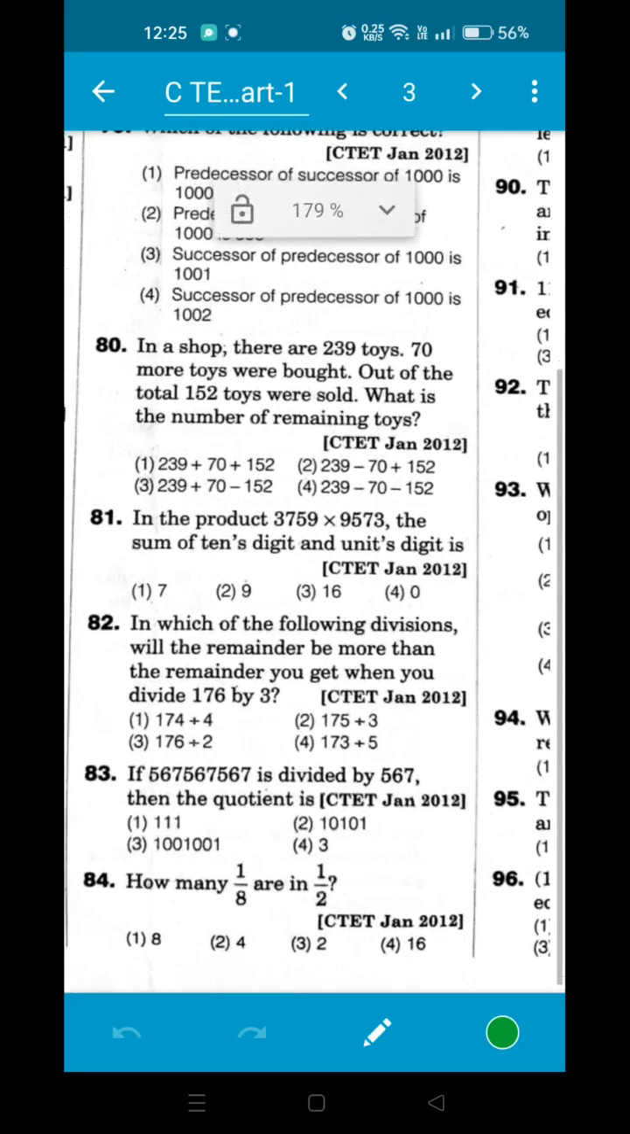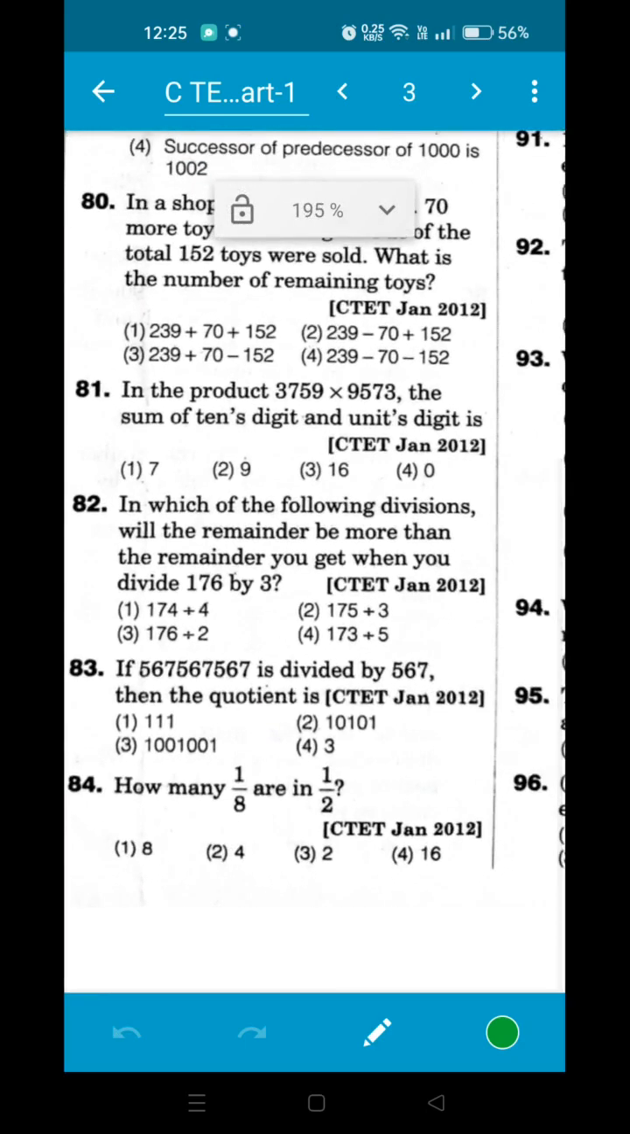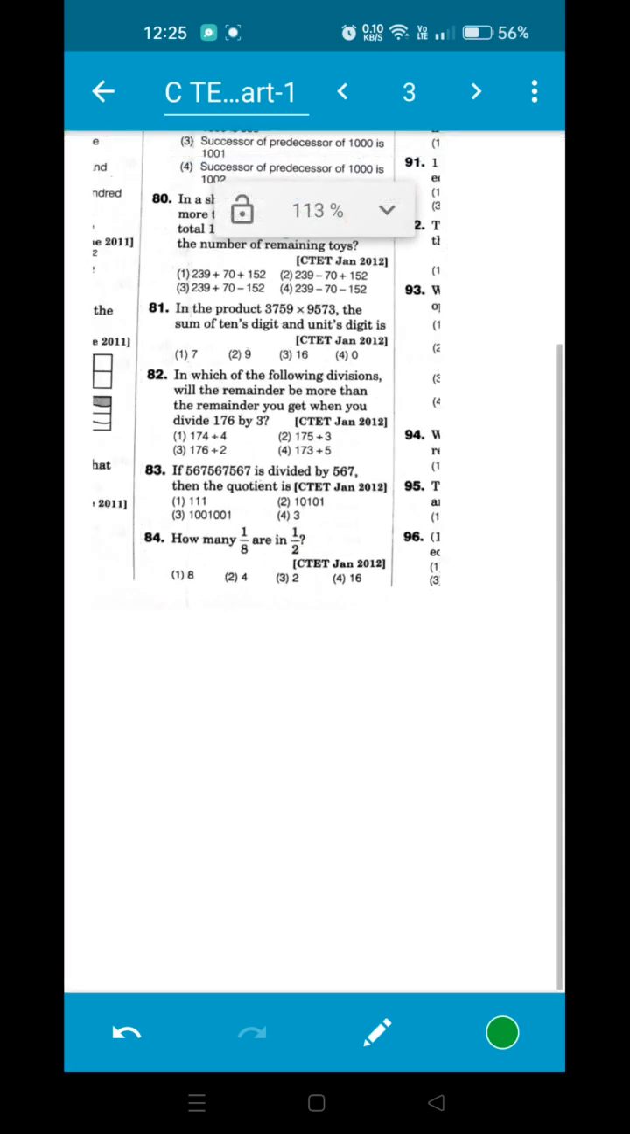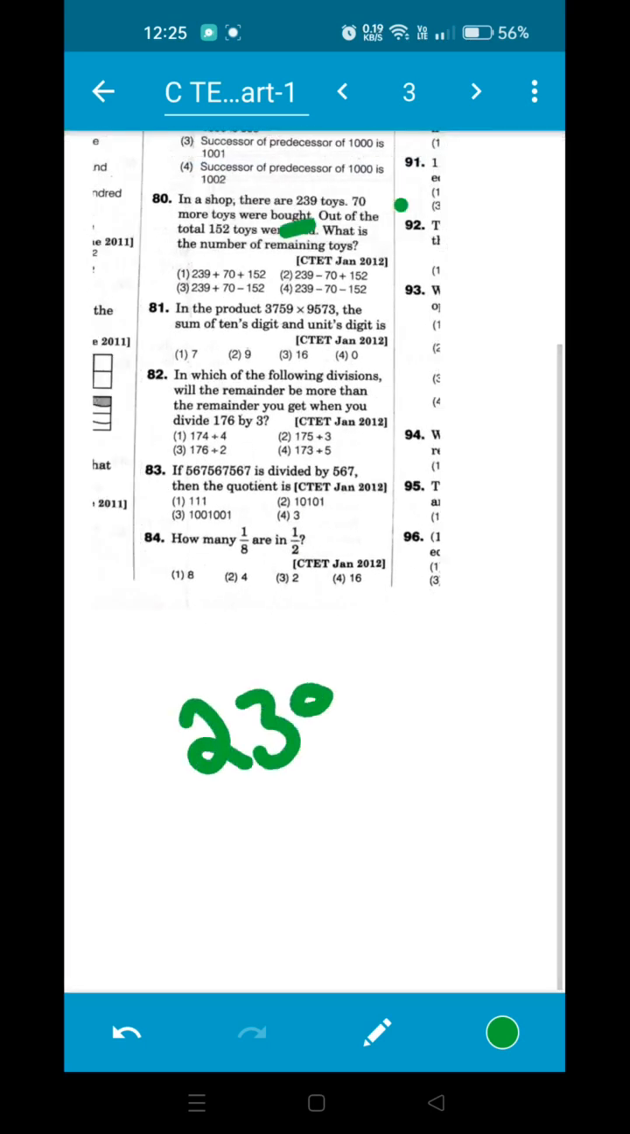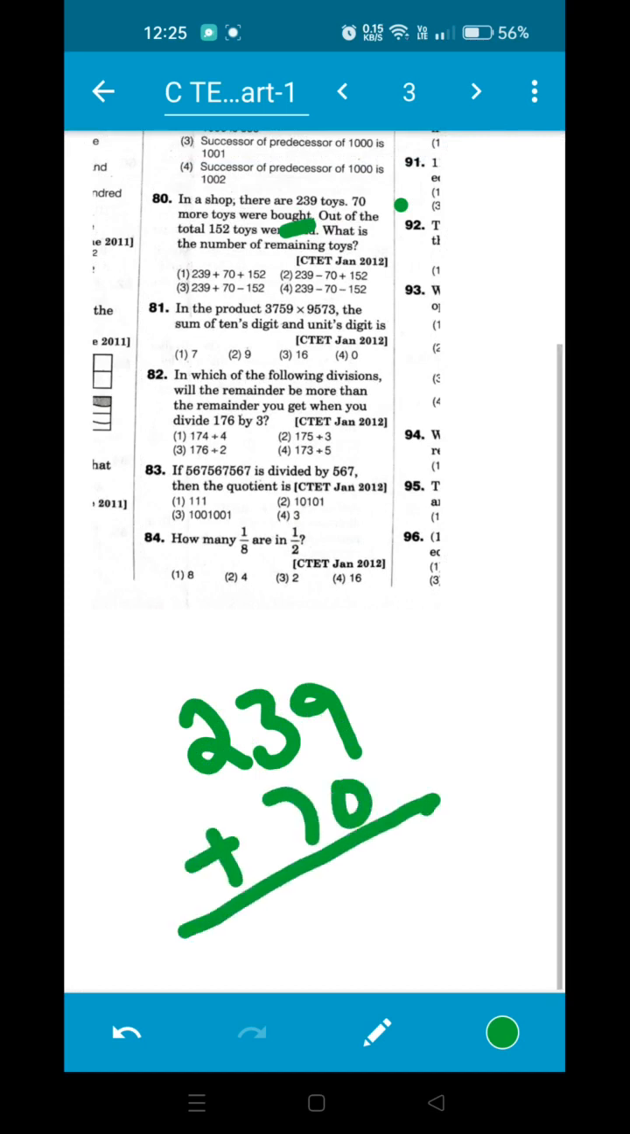Next, question number 80. In a shop, there are 239 toys. 70 more toys were bought. So initially how many toys are there? 239. Again, how many toys were added? 70. So totally now 309, right?